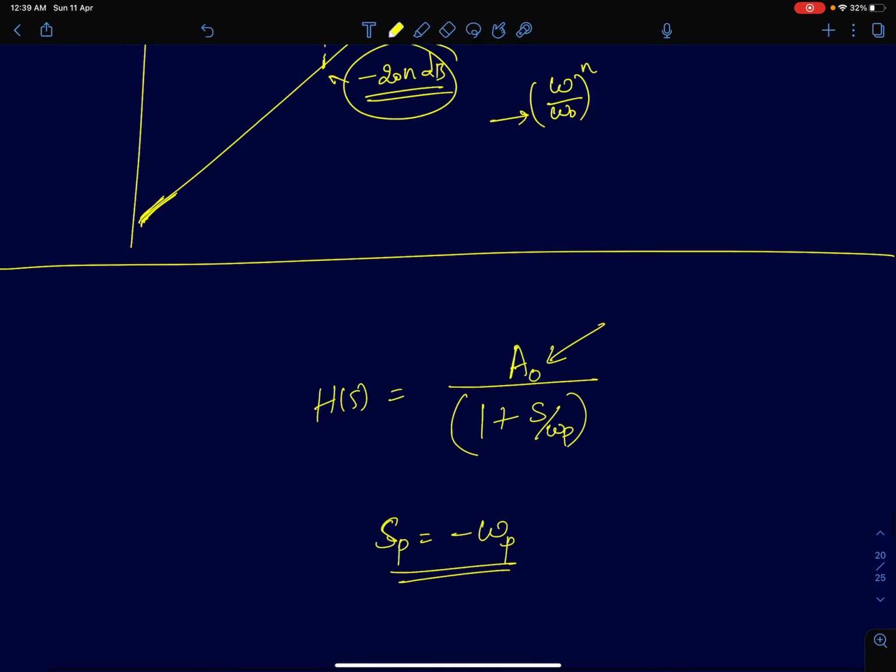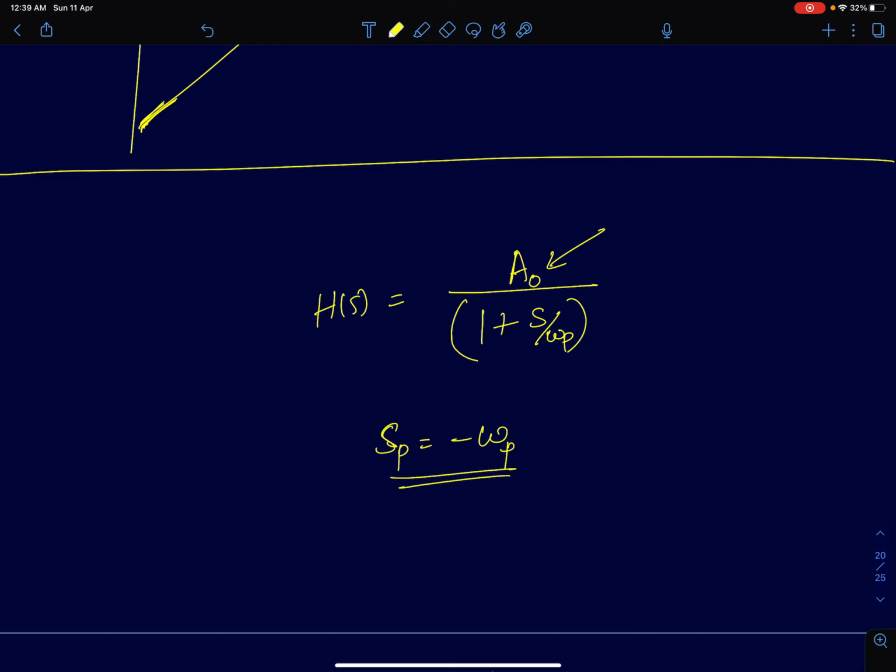Now we'll consider some practical transfer functions, real systems with non-zero poles and zeros. Shown here is a simple first order system with one pole. If you equate the denominator to 0, you get the pole, which will be at minus omega p, and the DC gain, which is the gain at omega equal to 0, happens to be A0. So this is the DC gain or the low frequency gain of the system.